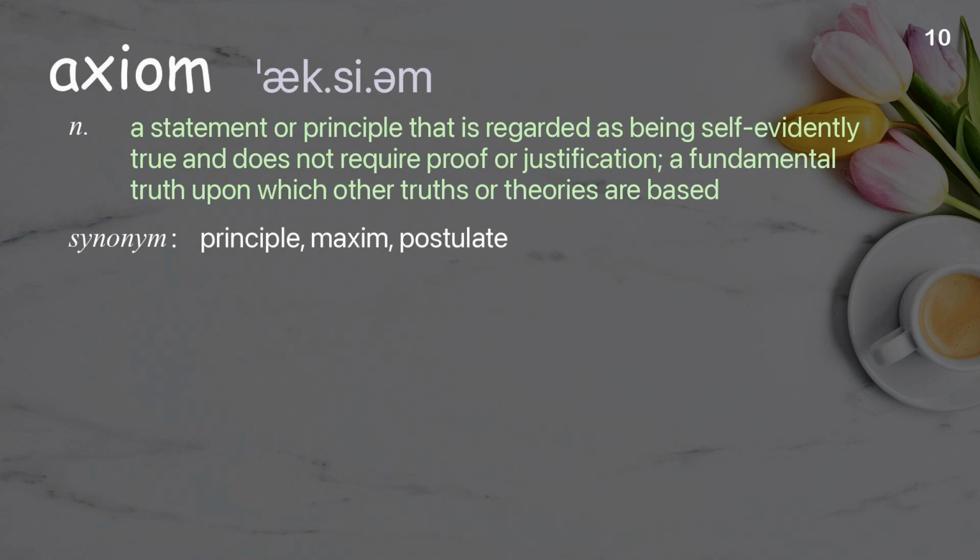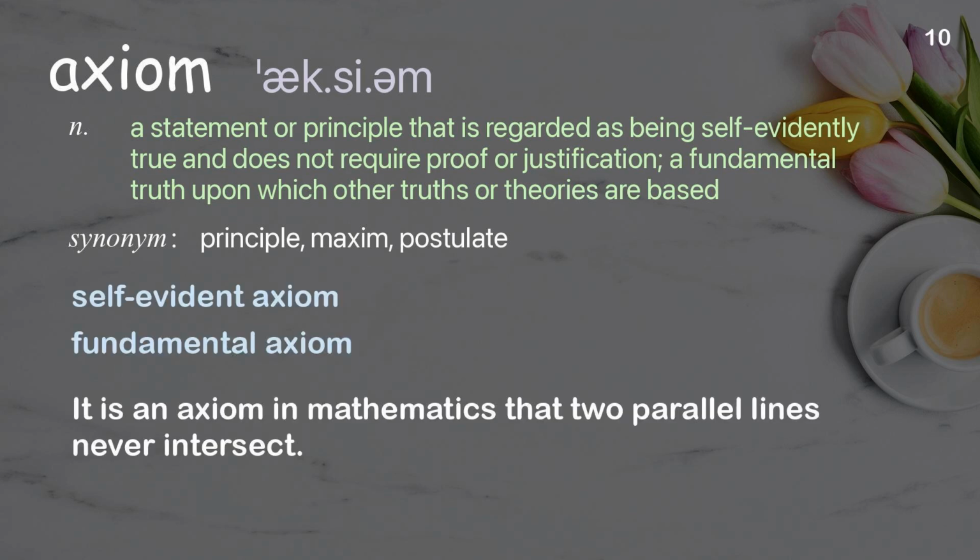Axiom. A statement or principle that is regarded as being self-evidently true and does not require proof or justification, a fundamental truth upon which other truths or theories are based. Examples: Self-evident axiom. Fundamental axiom. It is an axiom in mathematics that two parallel lines never intersect.